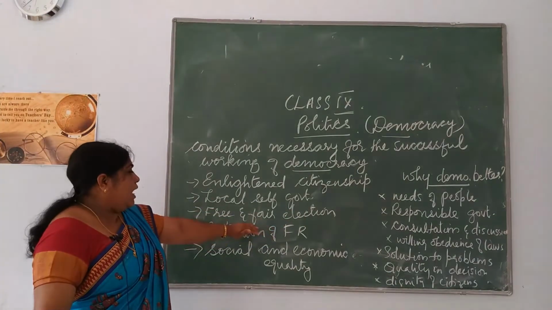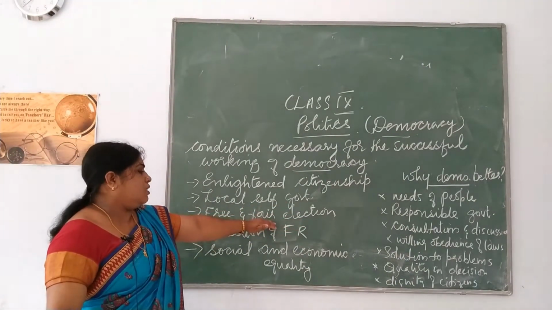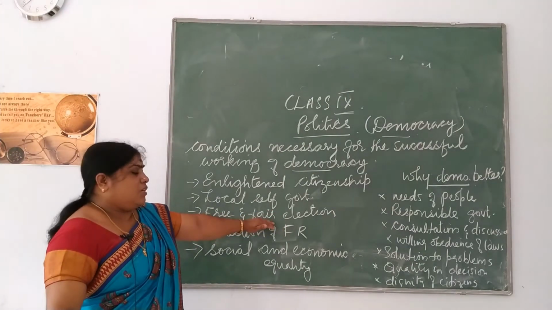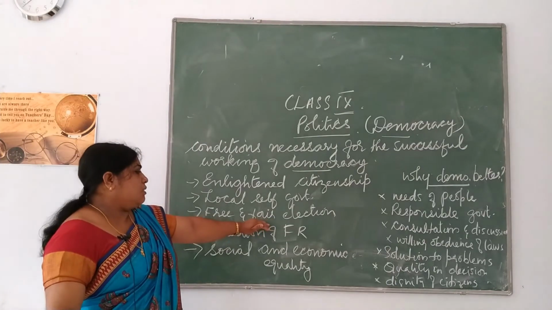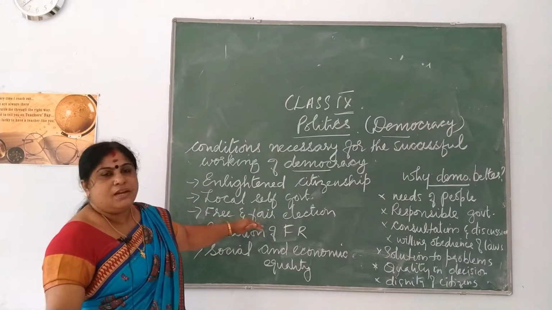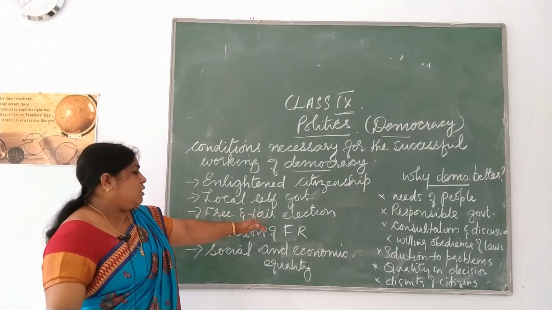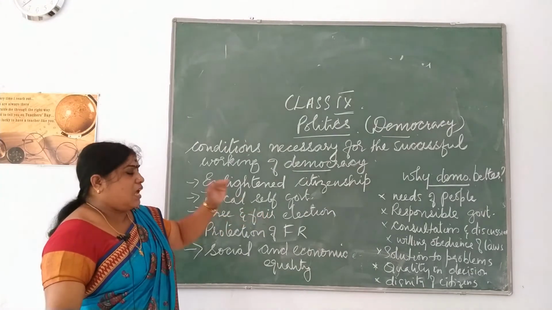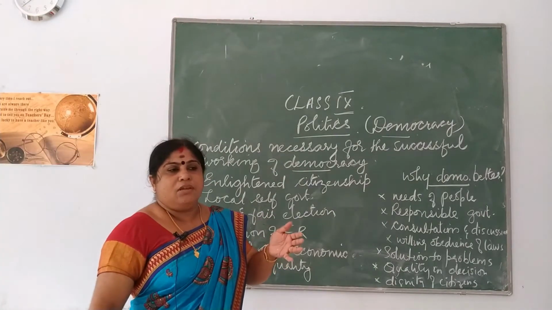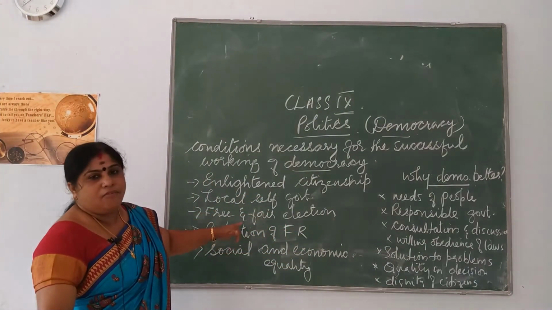Now next is free and fair election. You know how election is being conducted. Election is conducted periodically after a term of 5 years, and this election should be conducted in a free and fair manner. Each and every one should get an opportunity to cast his or her vote, which has its own value. And you know what the election commission is and how election is being conducted. So election should always be free and fair.